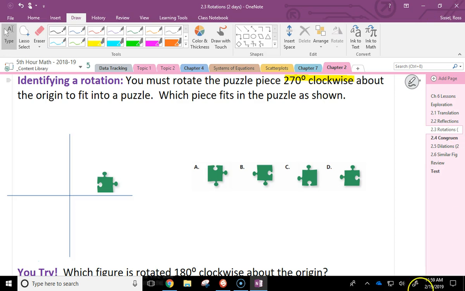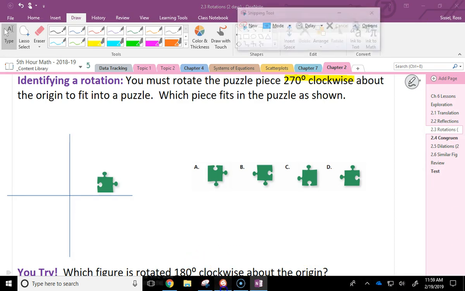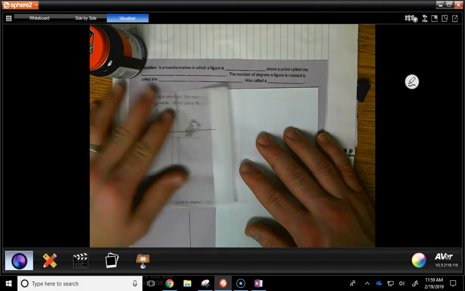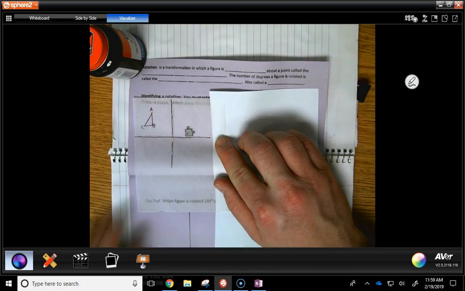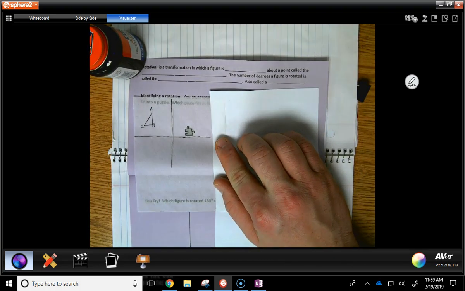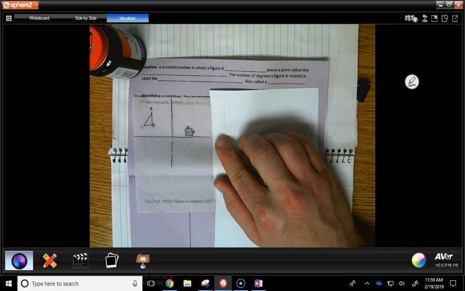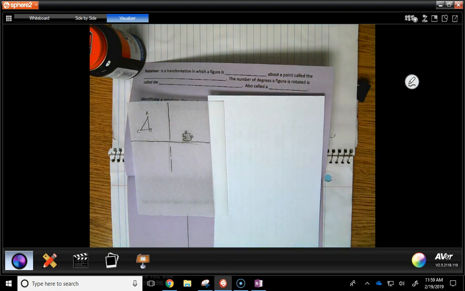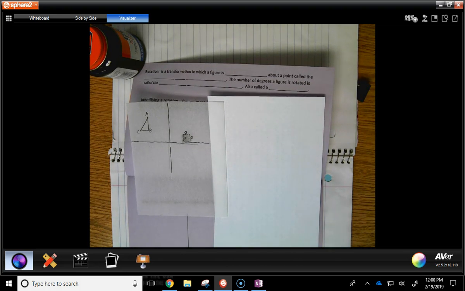I'm going to go back to my screen real quickly. So I'm going to do it just like this. I put in my X and Y axis. I copy the puzzle piece. What I want you to do is turn this 270 degrees and decide what will be your answer. I want to come around and see on your foldable where you have the answer. Show me the transparency paper and what you think it will be.